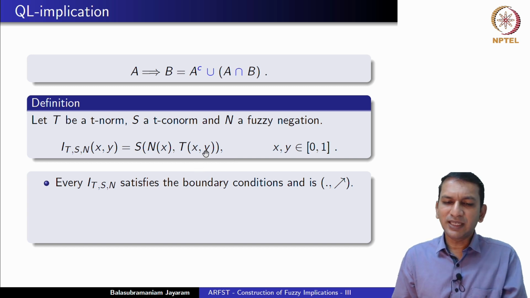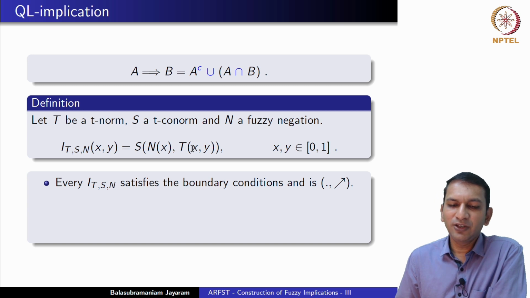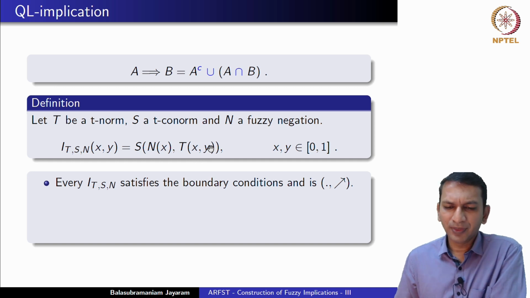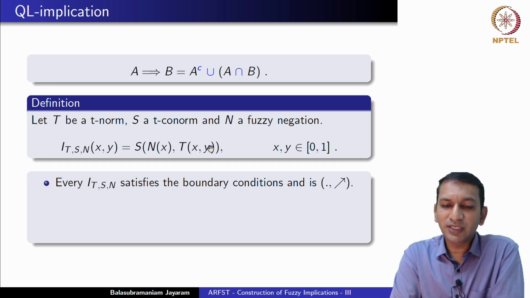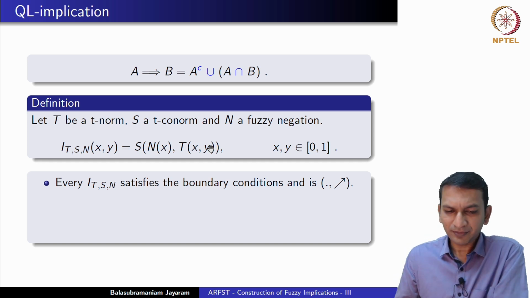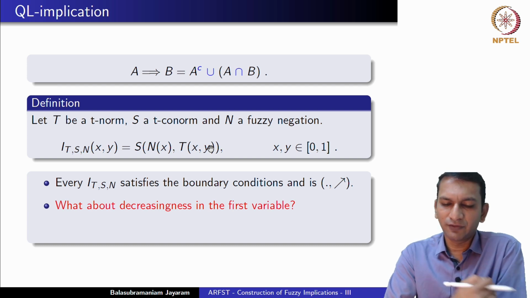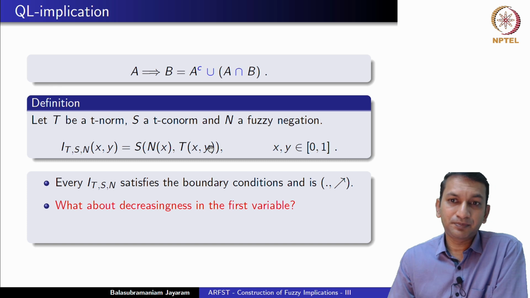For instance, that it is increasing in the second variable can be seen quite immediately. If you fix an x, N(x) is fixed, x is fixed. So as y increases, T of (x, y) increases, and S of N(x), T(x, y) will also increase. So clearly it is increasing in the second variable. That this function satisfies the boundary conditions of a fuzzy implication can be quickly verified. But if you ask about the decreasingness of this in the first variable, well, that cannot be ensured.